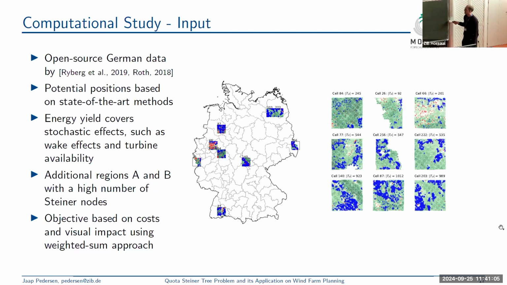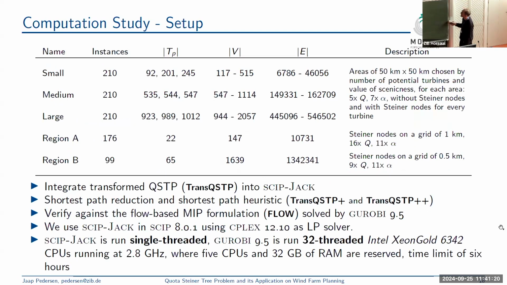And then our objective is our multi-objective approach. It's very simple. I think Stephanie will talk a little bit more about multi-objective in the next talk. We only use the weighted sum approach, so we can keep the structure of the problem. And then we have a lot of instances. We have small, medium, and large instances. And the edges, which are basically the variables, go between 6,000 and 500,000. And for one region where we have a lot of Steiner nodes, we even have 1.3 million. We integrated this into SCIP-Jack. We introduced the shortest path reduction and the shortest path heuristic into SCIP-Jack for this type of problem. And then we verified against a flow-based MIP formulation, which we solved by Gurobi.